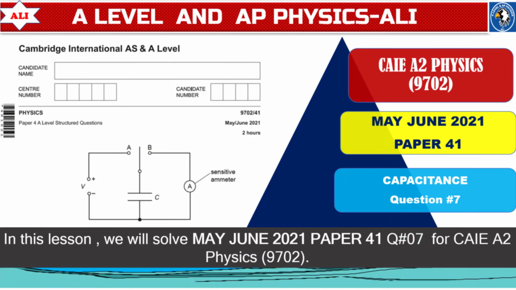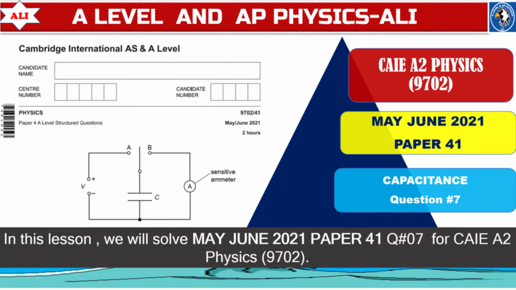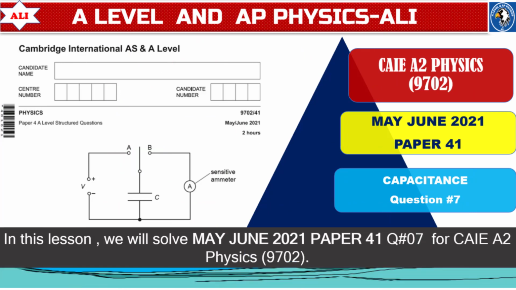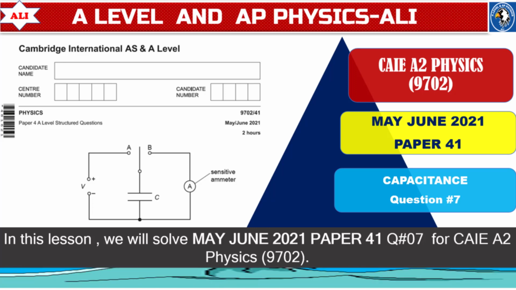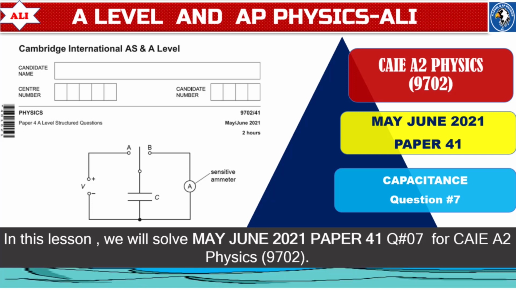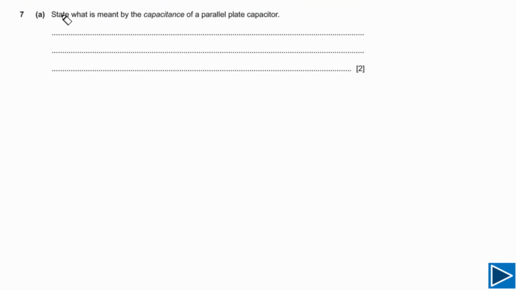Welcome to A-Level and AP Physics. In this lesson, we will discuss an important past paper question on capacitance from May-June 2021, paper 4.1. For part A, we simply need to state what is meant by the capacitance of a capacitor.